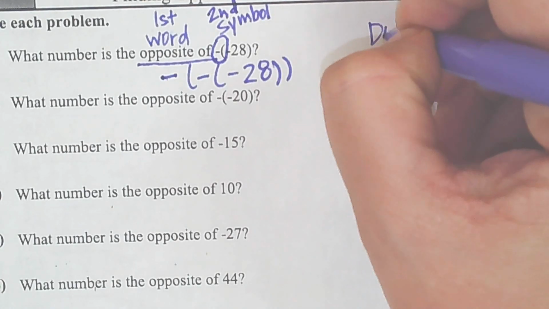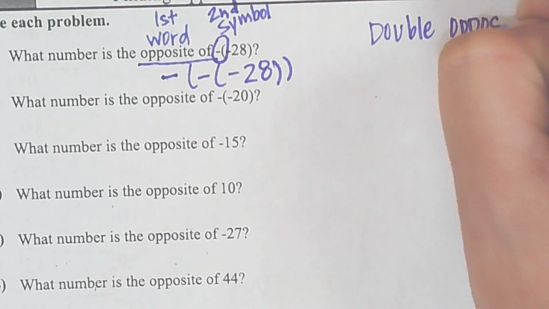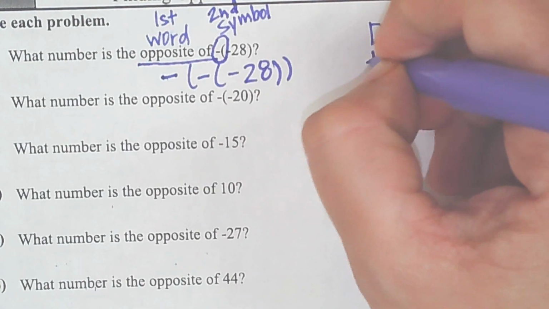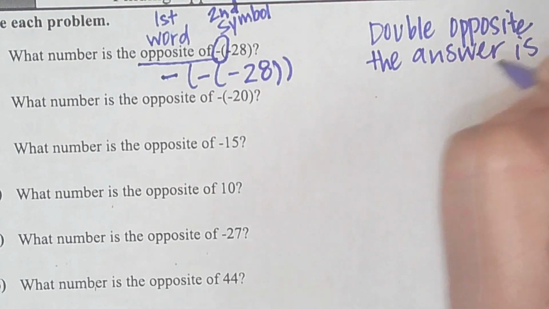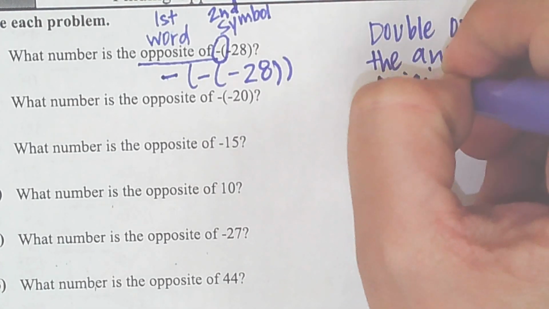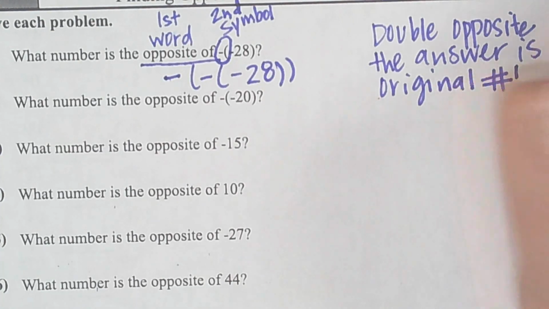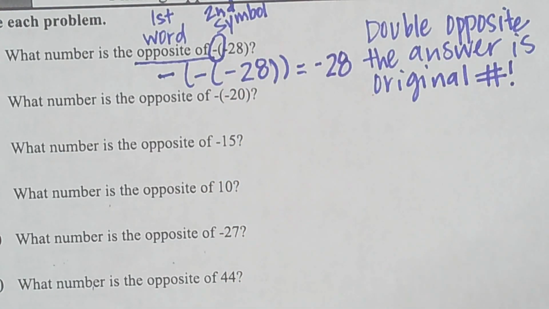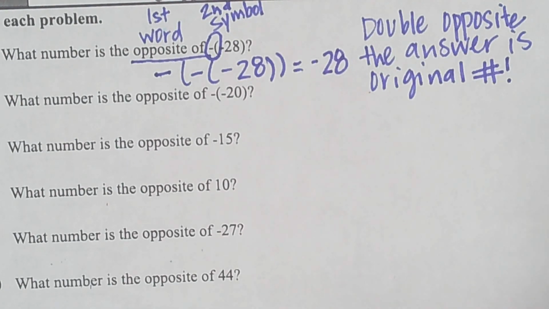And then when we have a double opposite, the answer is the same as the original number. So if I look inside all of that parentheses, the original number is negative 28. It doesn't matter if it would have been positive 28. It would have been a positive 28 as the answer. But no matter, it's negative 28, which it is, because it's a double opposite.